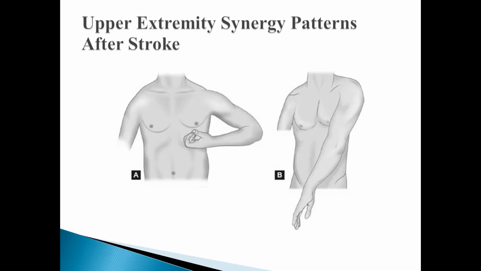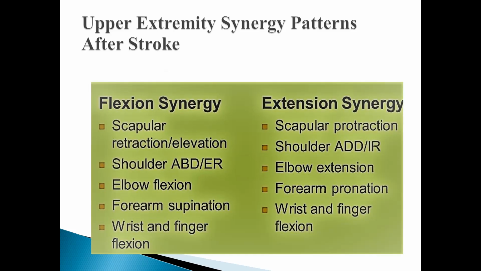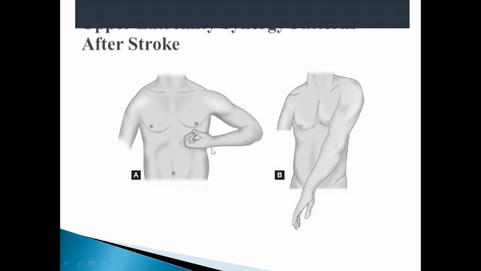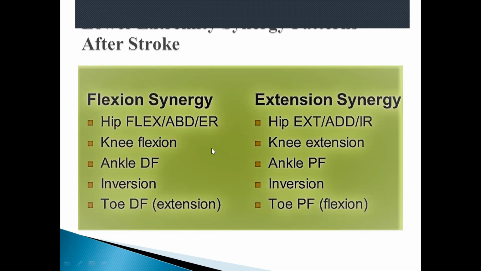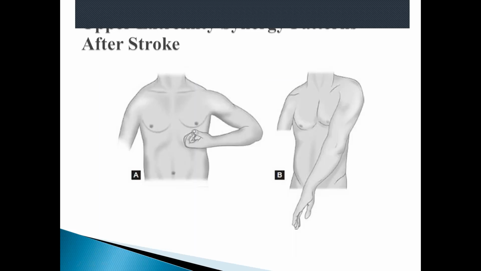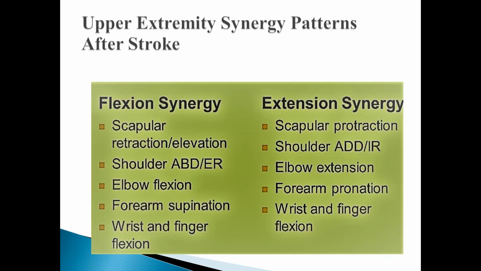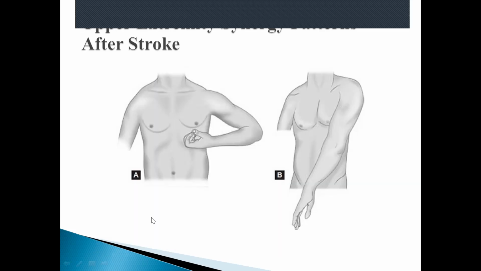So this is a diagram depicting the upper extremity synergy pattern. A represents the flexor synergy pattern and B represents the extensor synergy pattern. So here is the synergy pattern: scapular retraction or elevation, shoulder abduction. You could see in the diagram the shoulder abduction and external rotation, elbow flexion, forearm supination, wrist and finger flexion.